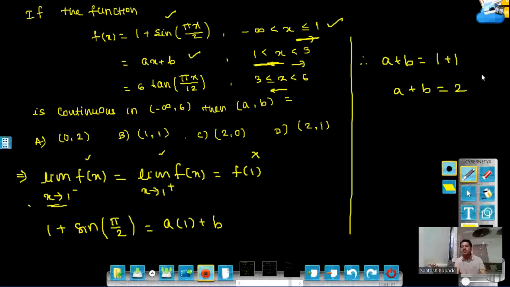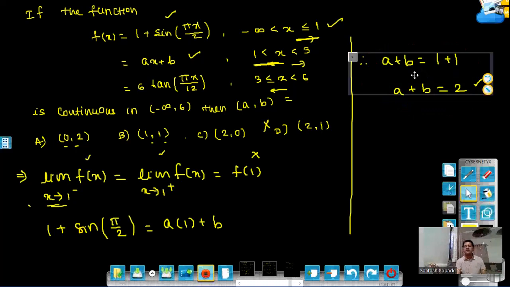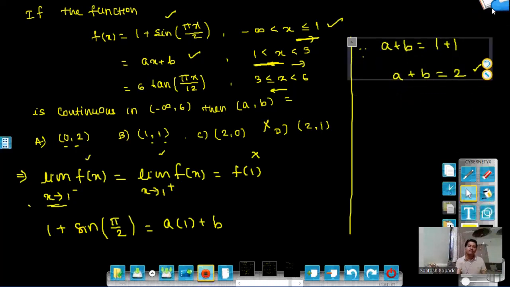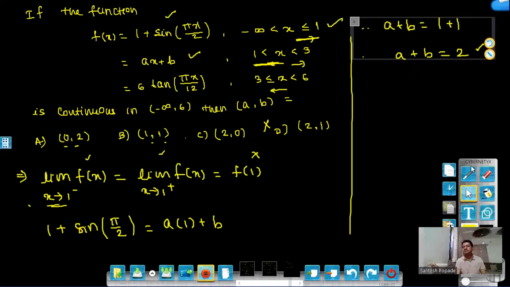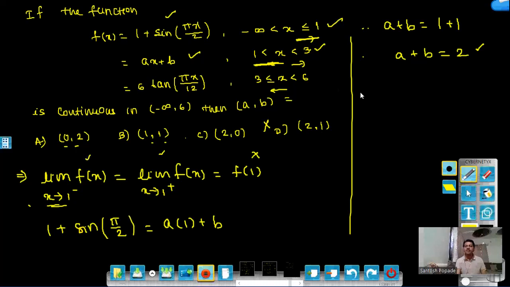In the same way, we can find the limit at x tends to 3 from the left side and from the right side. Okay, so let us now use the continuity at x equals 3 and obtain one more equation in a and b. So let us see now the limit of f of x as x tends to 3 from the left side and x tends to 3 from the right side. So what happens if I take x tends to 3 from the left side? It will become 3a plus b.